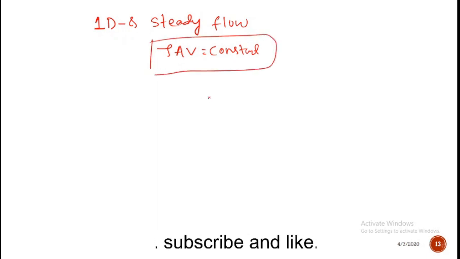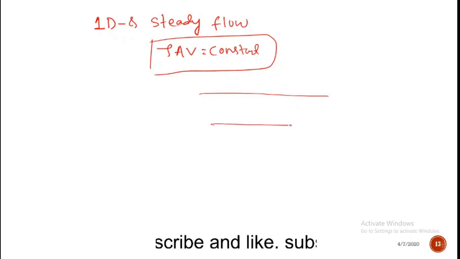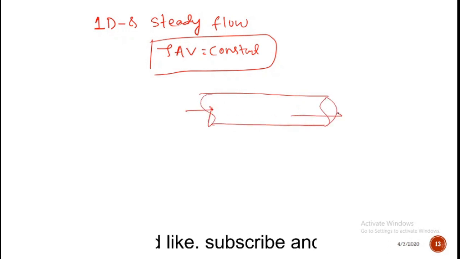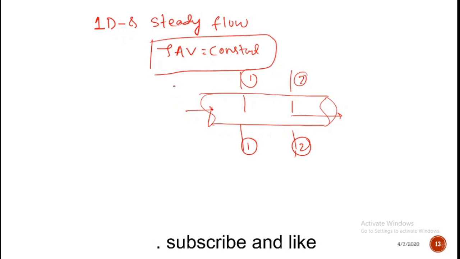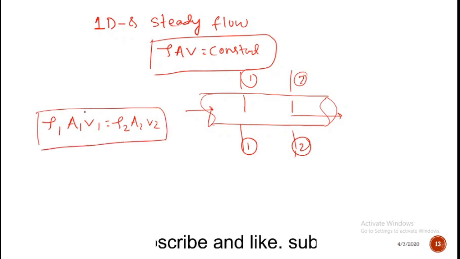So how can we use this continuity equation? Suppose this is one pipe in which water is flowing. If you want to use this continuity equation between two sections, this is section 1 and this is section 2, you can write rho 1 A1 V1 will be equal to rho 2 A2 V2. This is the continuity equation we can use in pipe flow.